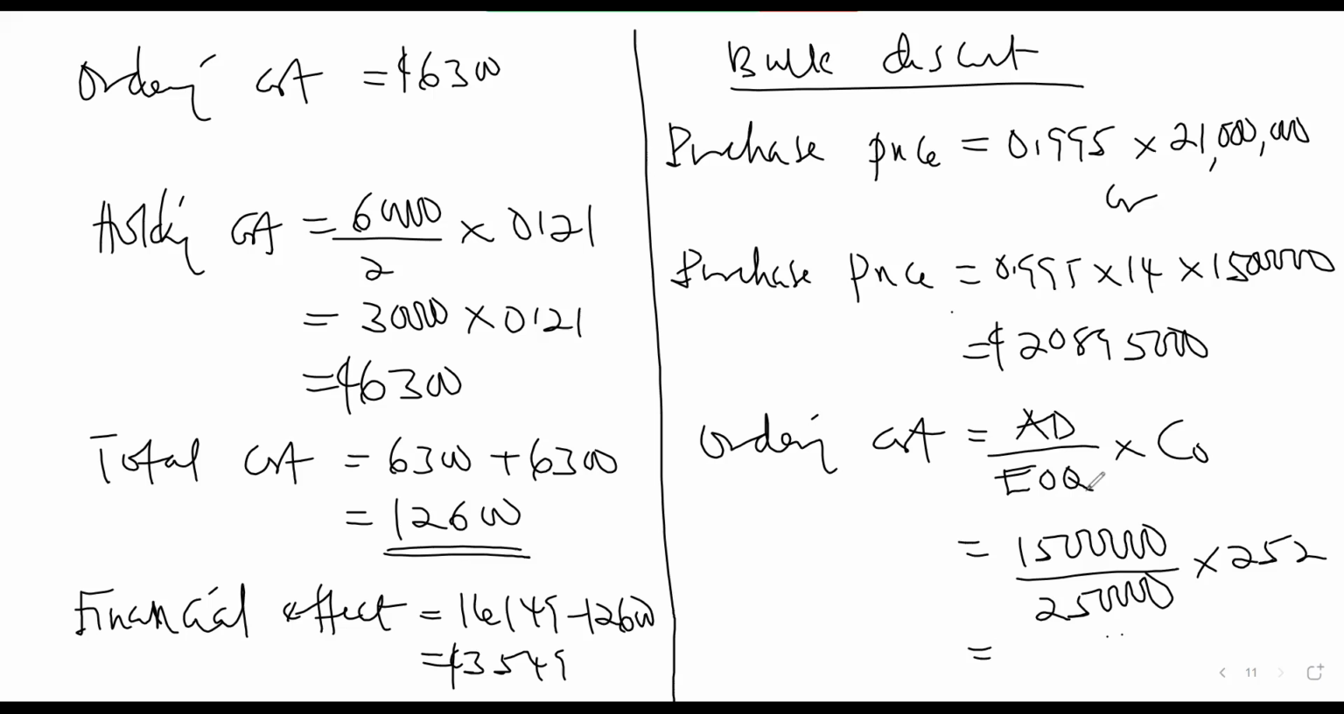I'm getting 6 orders. Yes. Okay, multiply by, what are you getting? The total ordering cost is 1512, isn't it? Yes, please. Let's come to the holding cost.